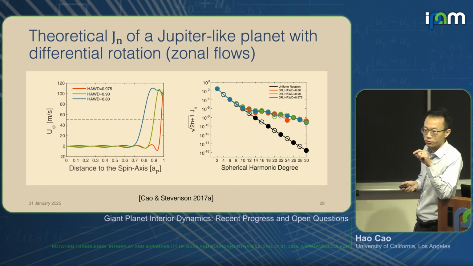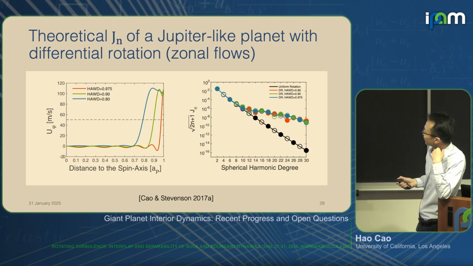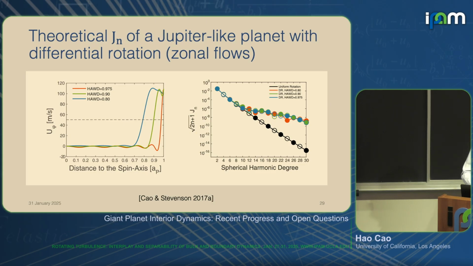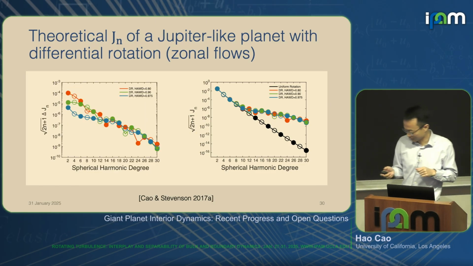Because for the solution to converge, I need to use a truncated series to represent the wind. But you might notice I got 3 different winds. One is 0.975 deep, the other is 0.9 deep, and there's 0.8 deep. Their gravitational perturbations are the same. If you look at the high degree Js, J12 and above, they're pretty much on top of each other. So why is that the case?